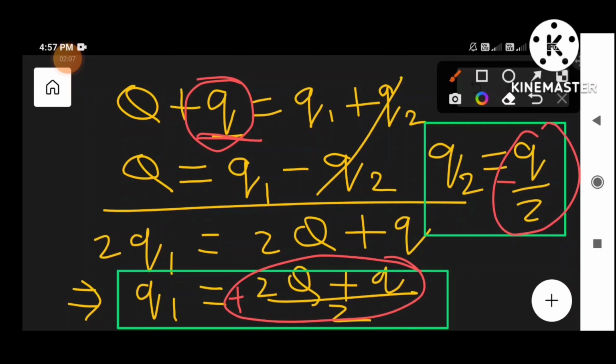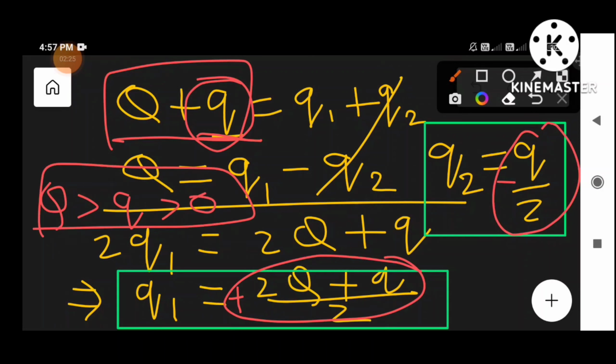So you will get the same result if you take q1 to be negative and q2 to be positive, but they are unlike charges. This is the importance, the physics behind giving this condition that this is greater than 0.